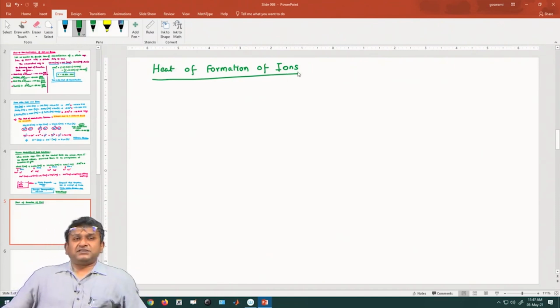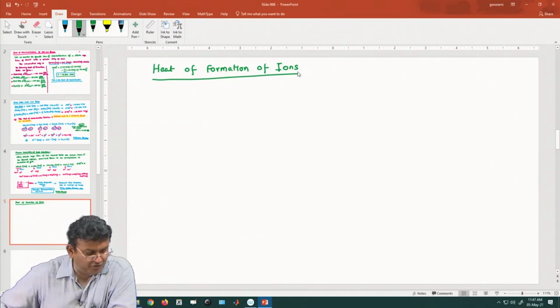So, let me repeat, it is a hypothetical concept, but it does not really matter, because your whole business of heat of reaction, heat of formation actually rests on the fact that all elements in their natural form have heat of formation equal to 0. So, there is already a lot of assumption. So, there are going to be some assumptions when we talk about the heat of formation of ions. Let us have a look how it goes.